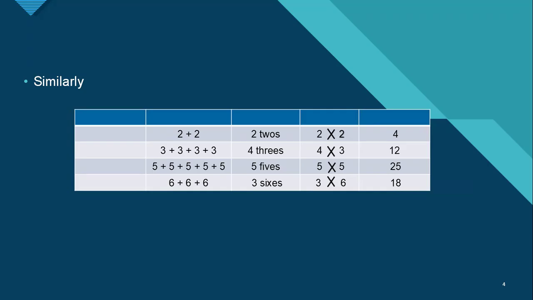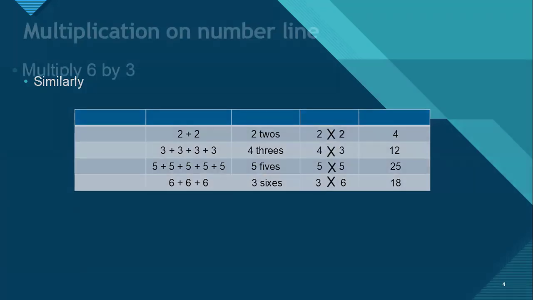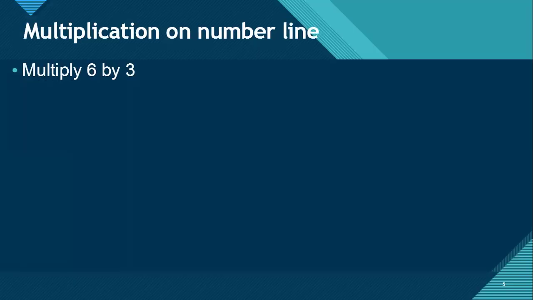That is 3 multiplied by 6, that means 3 in the group of 6 is equal to 18. I hope there is a clear understanding of multiplication as a repeated addition. Now move to the next topic.